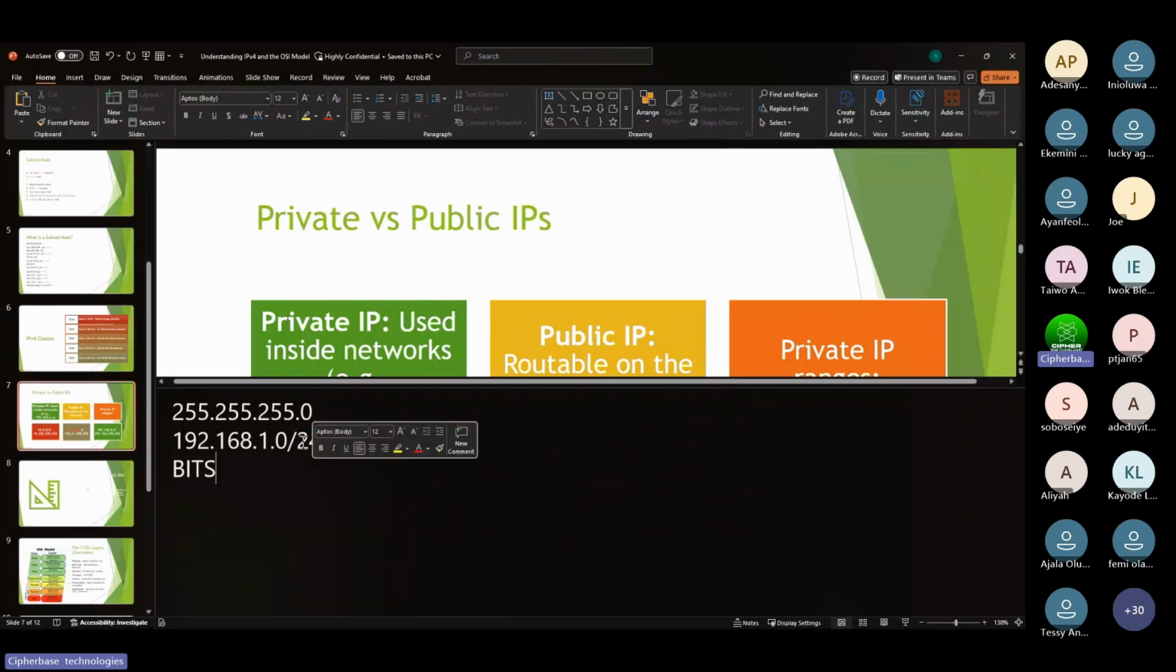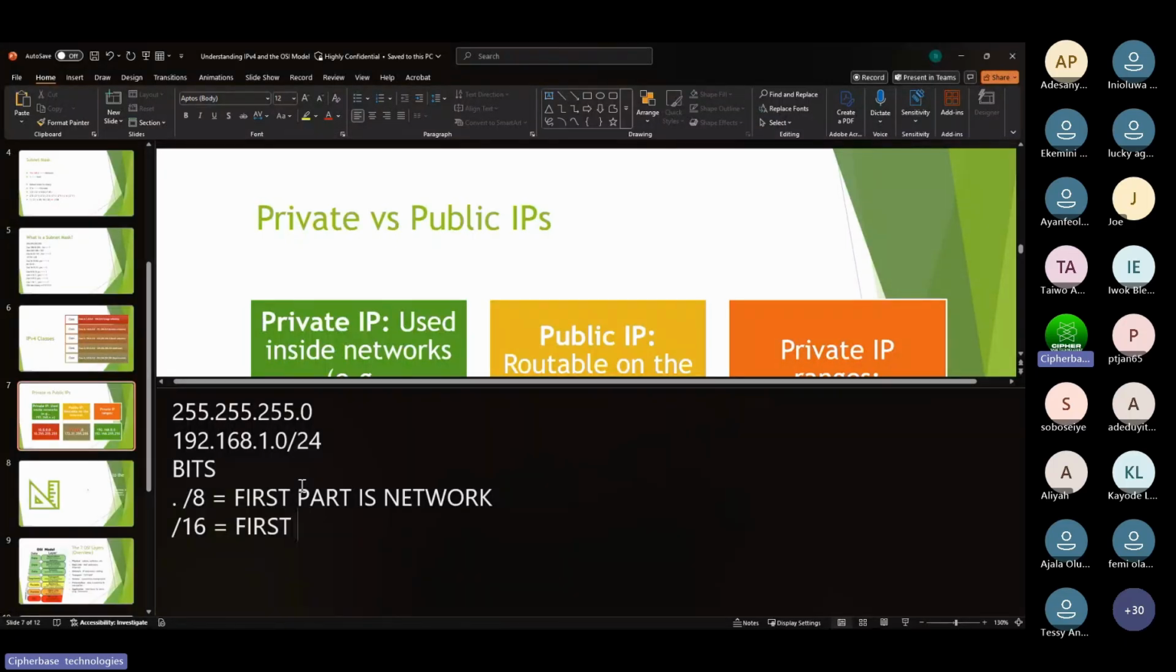So now, let's proceed. Let's assume we have /8, which is the first part; the first part is the network. Just let me finish. Then if you have /16, the first two parts are for the network. Then /24, the first three parts are for the network. Sometimes you might see something like this, which you will see when you get higher and work in any IT department, because I want you to understand.